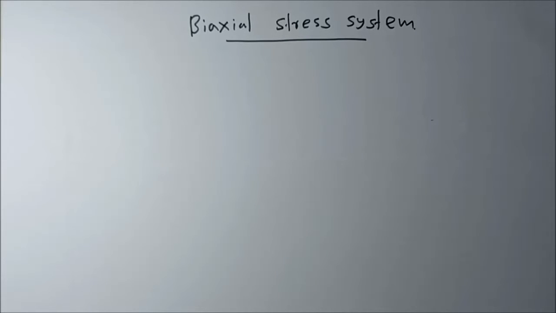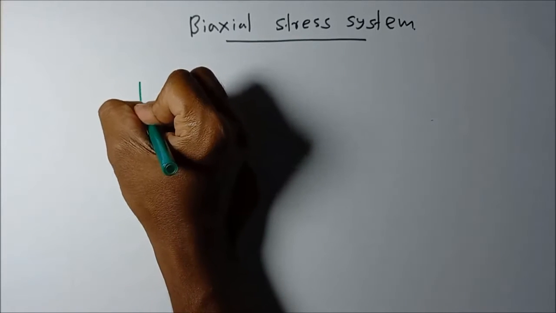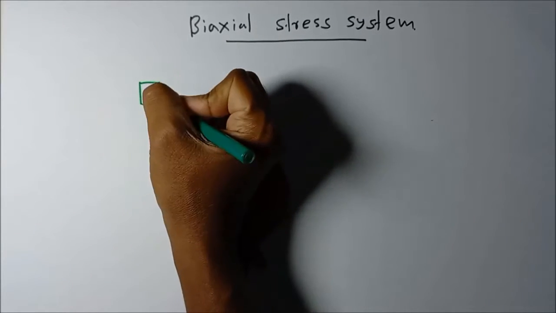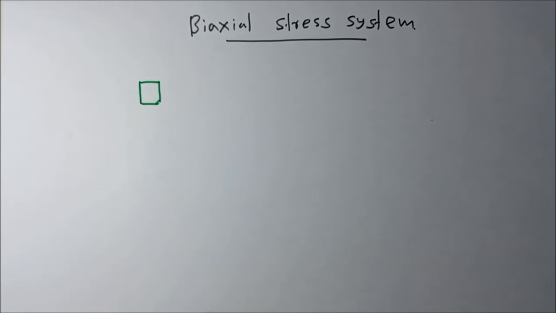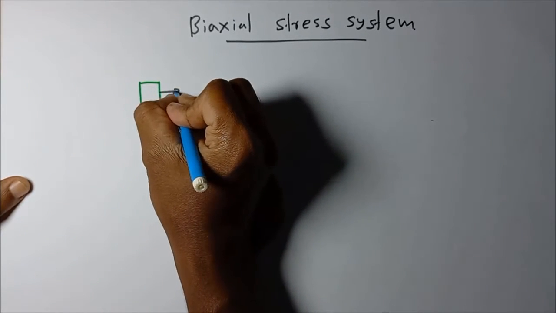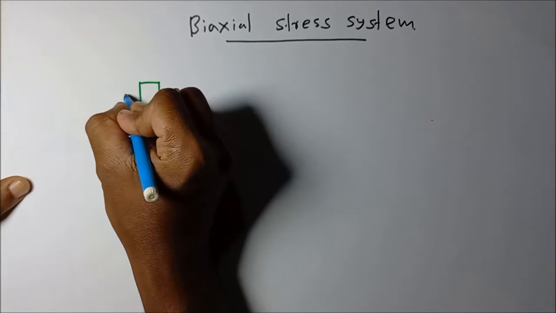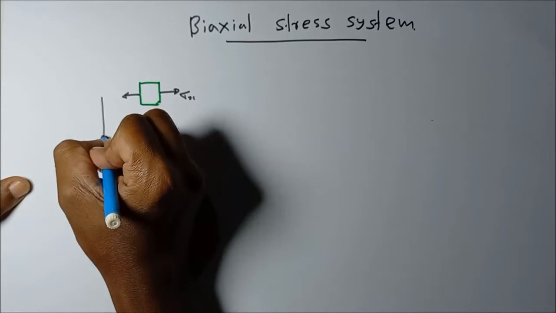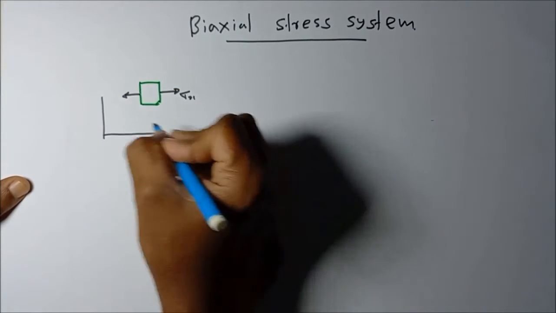Let me define what this biaxial stress system is. If all the stresses acting on an element can be represented on a two-dimensional plane, we can call it a biaxial stress system. For example, if you take a certain element, and all the stresses acting on it can be represented on a two-dimensional plane, let's define the coordinate axes as x and y.